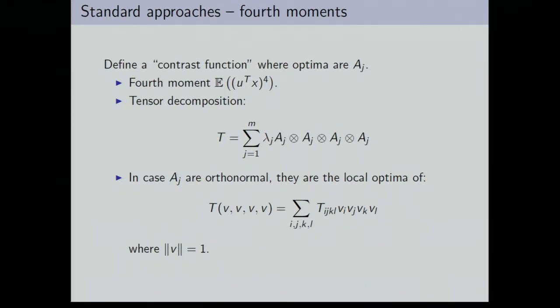Now, tensor decomposition is a pretty hard problem in general. But in the particular case when all the AJs are linearly independent, you can in fact assume that they're orthonormal. Then the local optima of this tensor suffice. So you have a tensor, you view it as a four-linear form, and you find the local optima of this thing on the sphere, just like you do for eigenvalues, to recover the AJs this way. This is really standard and has been around since the 80s as well.